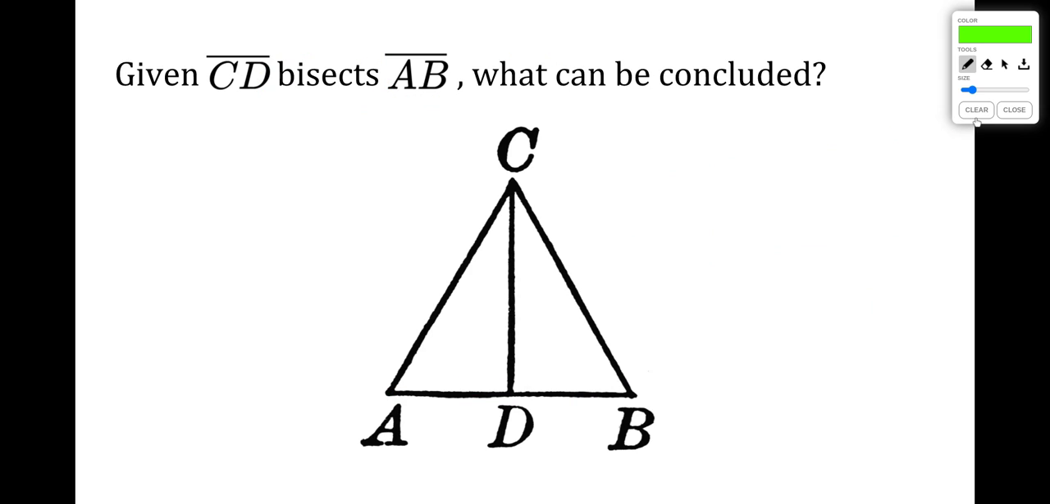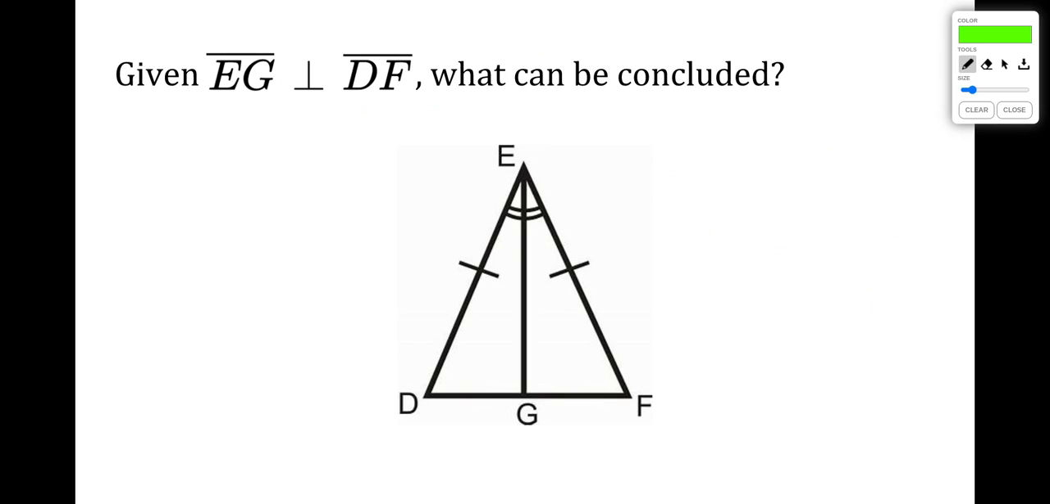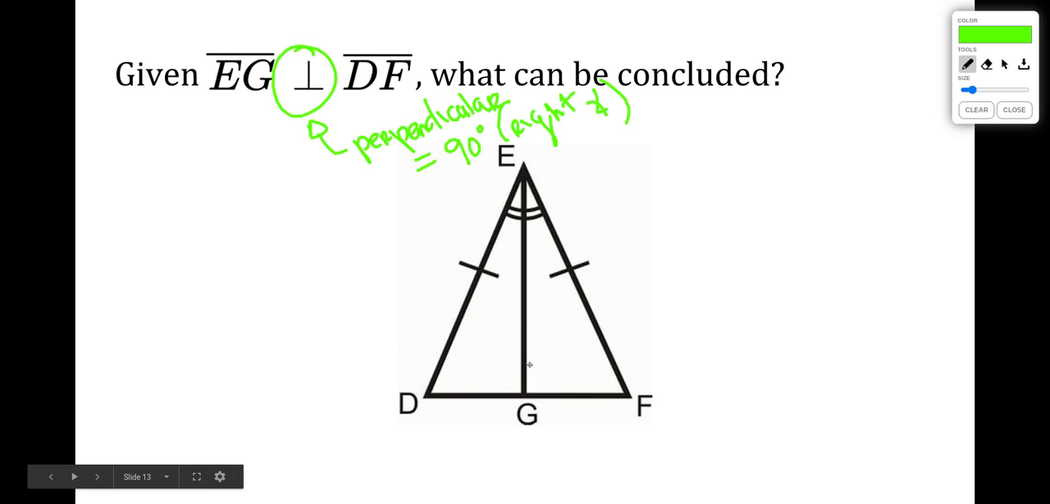Okay, let's take a look at our last one. Segment EG is, this upside down T indicates perpendicular. And perpendicular has to do with angles. It means that it forms a 90-degree angle, or what we also know is a right angle. Okay, so EG is perpendicular to DF. We don't know anything about where it hits it. We just know that when it hits it, it's a right angle.